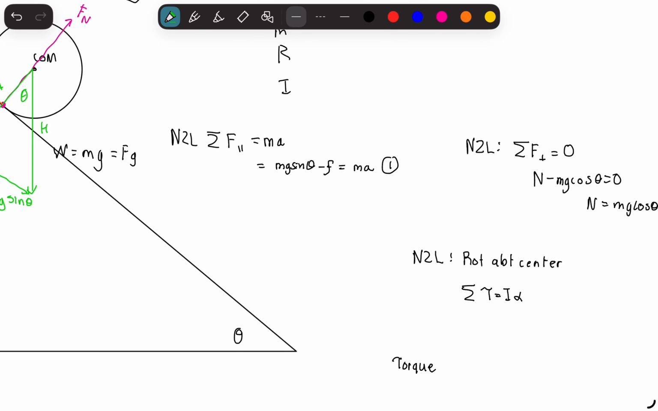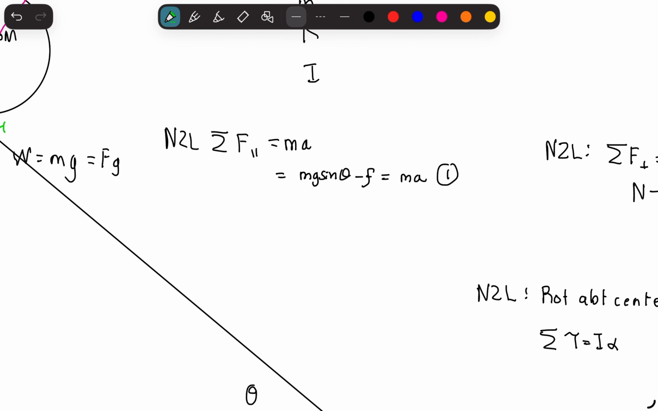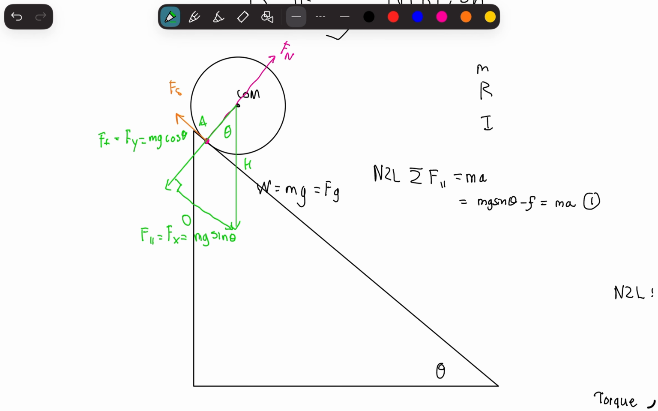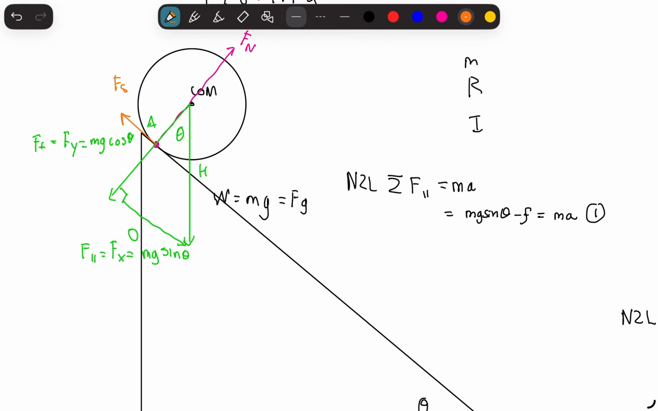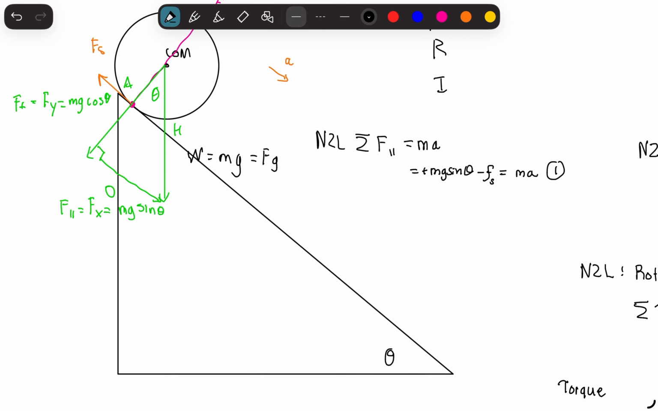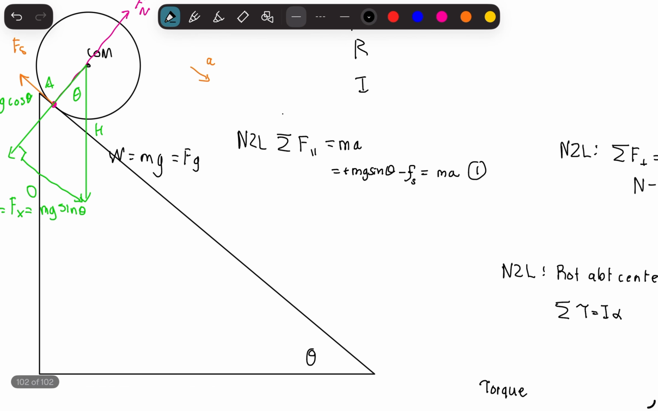For our parallel forces, the summation of these is in the horizontal direction. We have mg sine of theta, which is going down. So this is going to be our direction of acceleration, so we're going to make mg sine of theta positive. And then we have negative Fs is equal to ma. We can also write this as the summation of Fx.